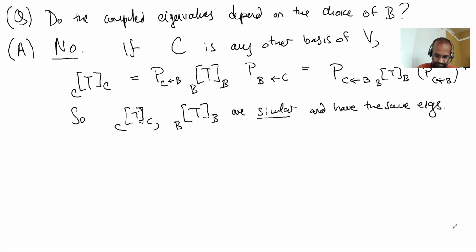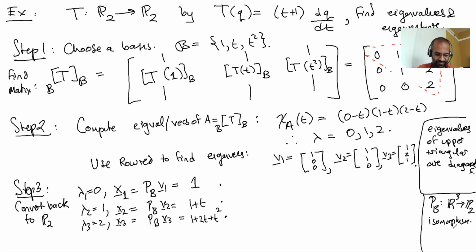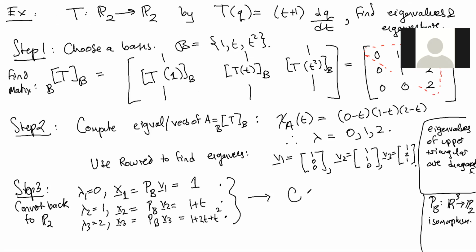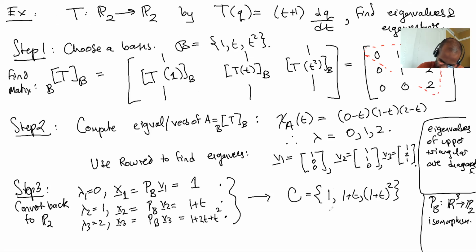Okay. And what's the point of this? Again, the point is the same, that you can now diagonalize this linear transformation, right? So we got these nice vectors here. Let's call this basis C. So this is the basis 1, 1 plus t, and 1 plus t squared, right? x1, x2, x3. This is a basis of P2. And now what's the matrix of T with respect to that basis?